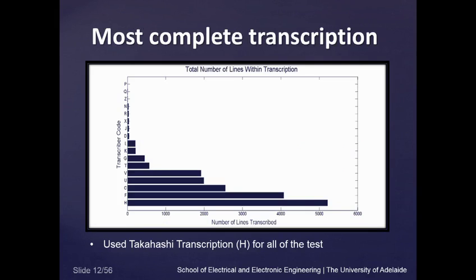We did a test on the total number of lines of all the transcriptions. You can clearly see that transcription H has the most lines. It includes nearly 100% of the text. So we decided to use transcription H, which is called the Takahashi transcription, for all of our tests.